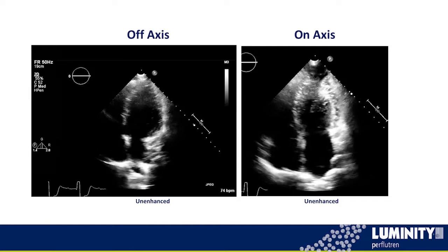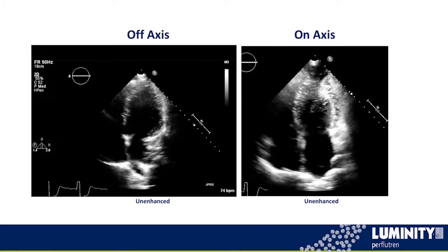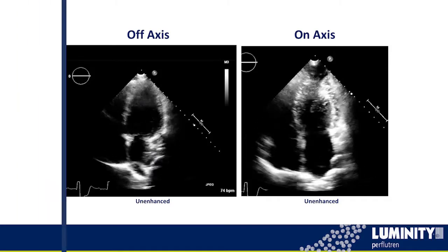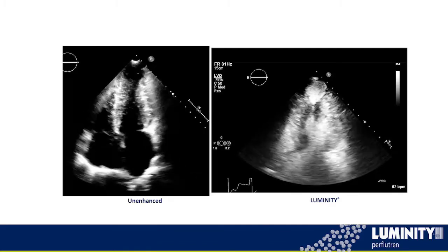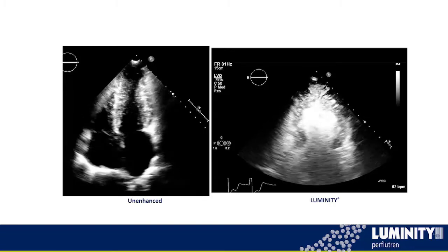It looks like there's a big pseudoaneurysm, or in this case, the patient actually had apical hypertrophy, which developed into this big outpouch or aneurysm. Again, when I used Luminity, I wanted to make sure I was on that more lateral, that more on-axis window. Otherwise, I would completely miss the aneurysm.